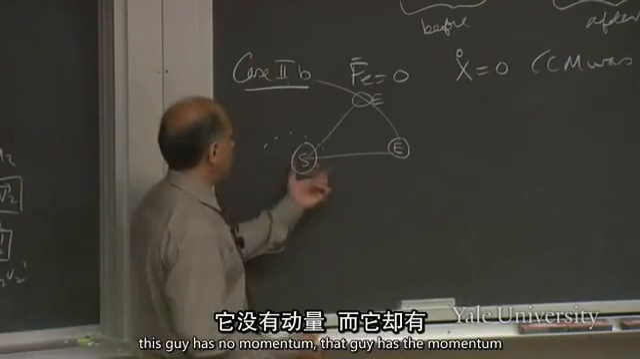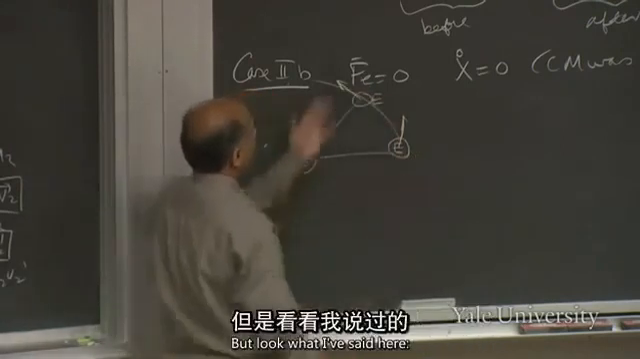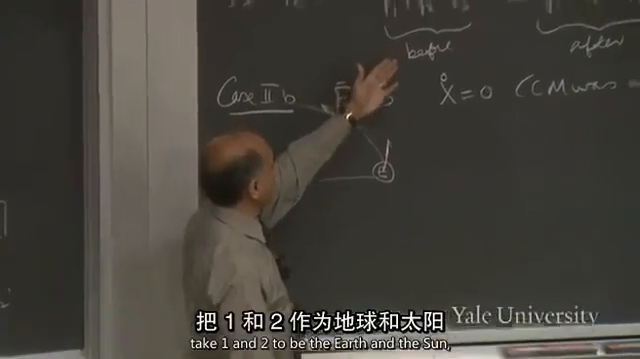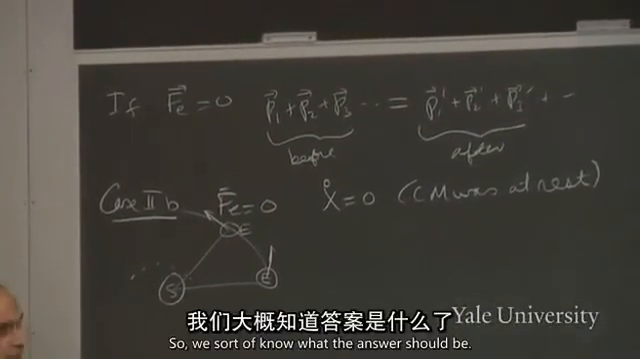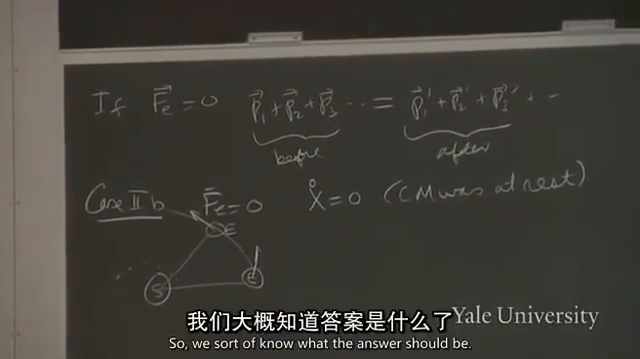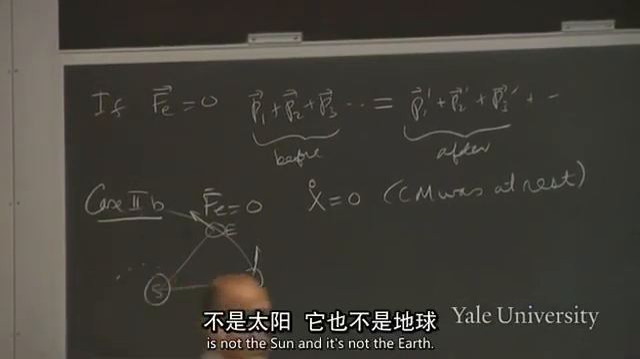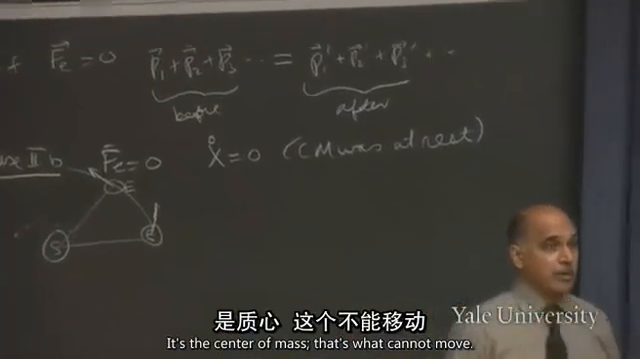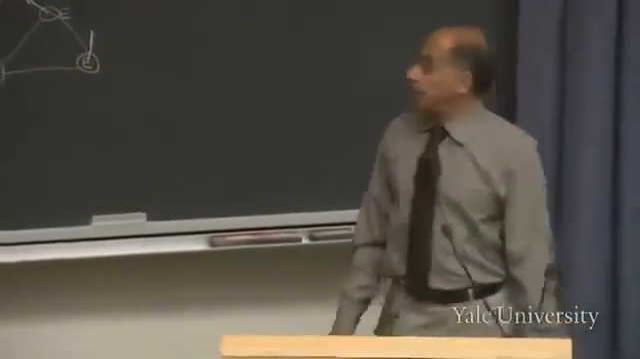This guy has no momentum. That guy has a momentum that points this way now and points that way later. But look what I've said here. Take 1 and 2 to be the earth and the sun, doesn't add up to the same number. So we sort of know what the answer should be. We know that the thing that cannot move is not the sun and it's not the earth. It's the center of mass. That's what cannot move. If originally it was at rest, it will remain at rest.